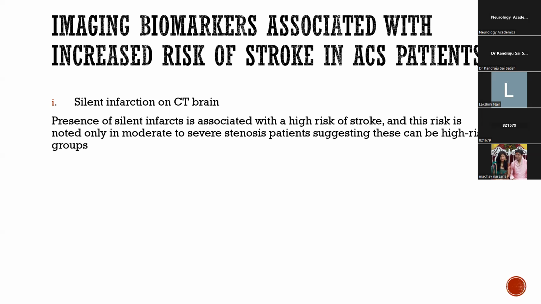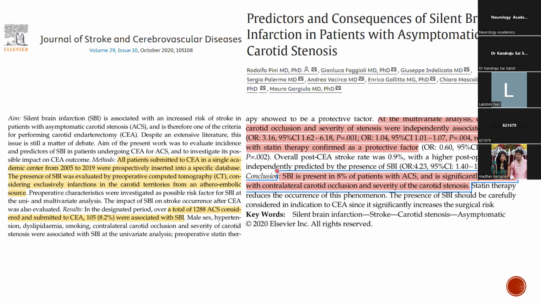So now the imaging biomarkers associated with an increased risk of stroke include the silent infarction on CT brain. In this article by Pinney et al., they found that in a multivariate analysis, the contralesional carotid occlusion and severity of stenosis were independently associated with the silent brain infarction. And silent brain infarction was present in 8% of asymptomatic carotid stenosis, and it is significantly associated with contralateral carotid occlusion and severity of the carotid stenosis.